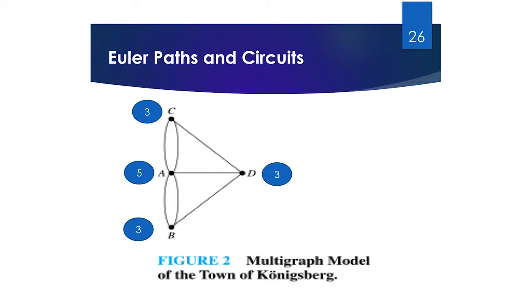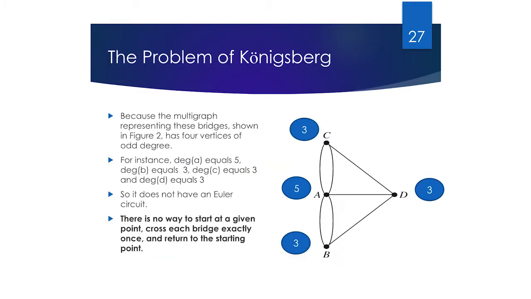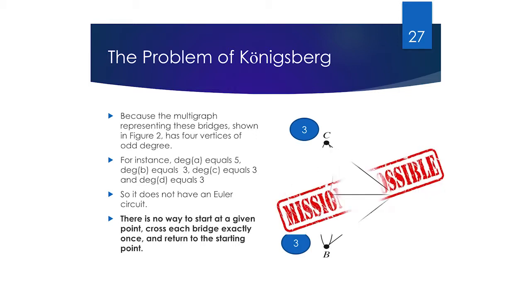We can now solve the problem of Königsberg. Because the multigraph representing these bridges, shown in figure 2, has four vertices of odd degree. For instance, degree of A equals 5, degree of B equals 3, degree of C equals 3, and degree of D equals 3. So it does not have an Euler circuit.